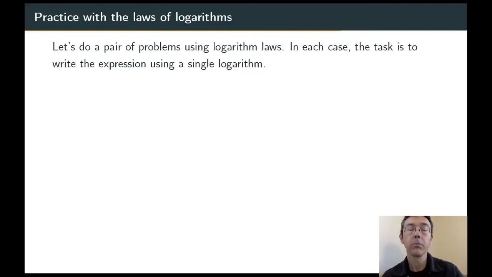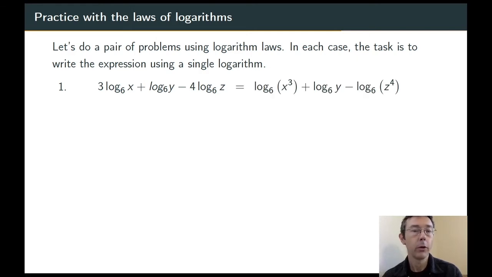Let's do a few problems practicing the laws of logarithms. In each of these problems, we're going to try and write the expression using just a single logarithm. Number 1, 3 log base 6 of x plus log base 6 of y minus 4 log base 6 of z. So first of all, I'm going to use the fact that if I have a number times a logarithm, I can take that number out front and make it an exponent inside. So for example, 3 log base 6 of x is log base 6 of x to the third. Similarly, 4 log base 6 of z is log base 6 of z to the fourth.